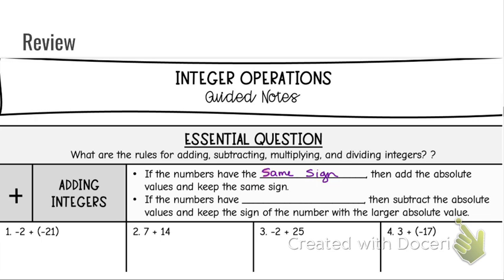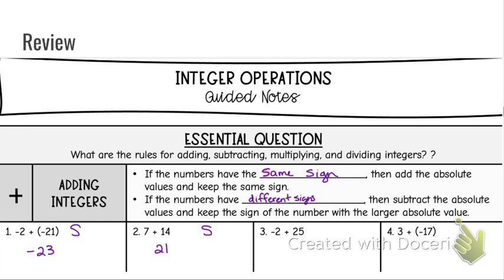If numbers have different signs, then subtract the absolute values and keep the sign of the number with the larger absolute value. Bigger number wins. So for number 1, same signs or different signs? Yep, same. So I'm going to add 21 and 2 and keep the sign. Same or different? Same. 7 and 14, and they're both positive, so positive.